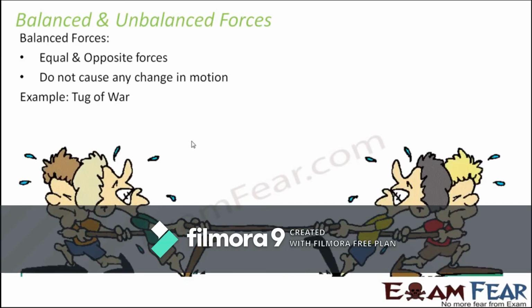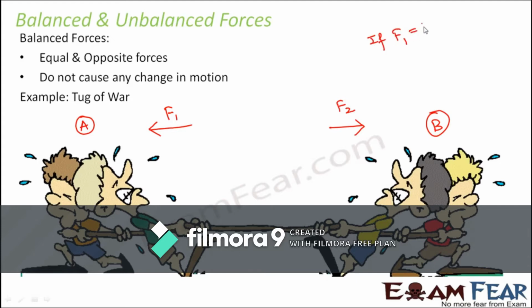So let us take an example. Let us take the example of tug of war. Now this is team A and this is team B. Team A is trying to pull the rope in this direction. Team B is trying to pull the rope in this direction. So they both are applying forces in opposite directions. Let us suppose this is F1 and this is F2. Now if F1 is equal to F2, then what will happen?